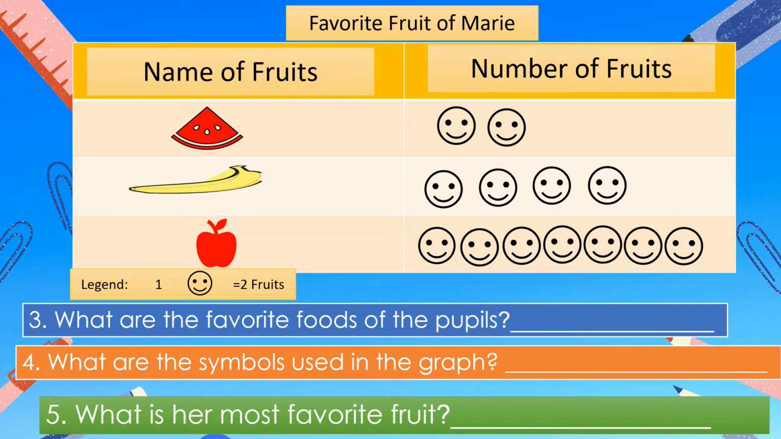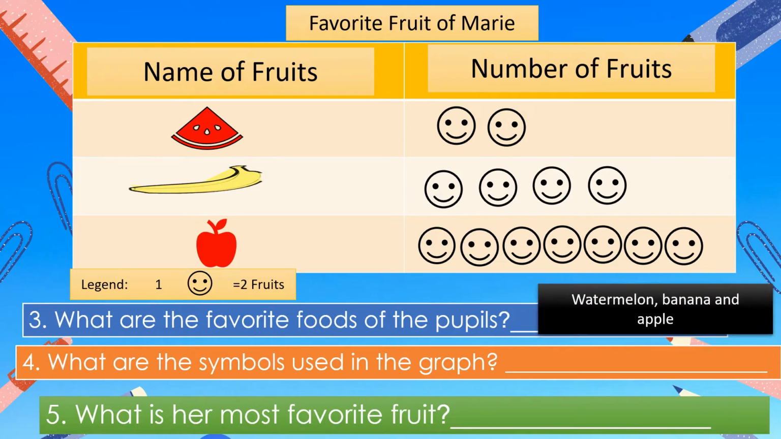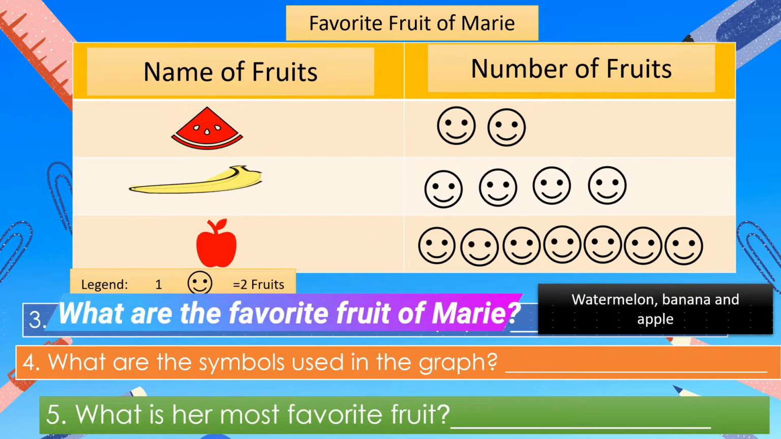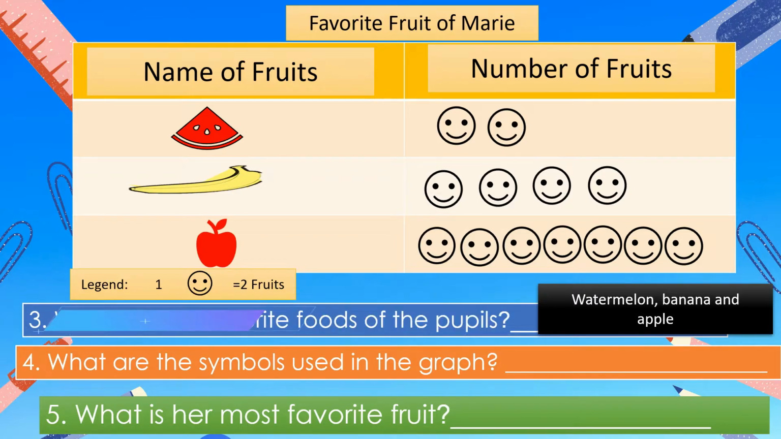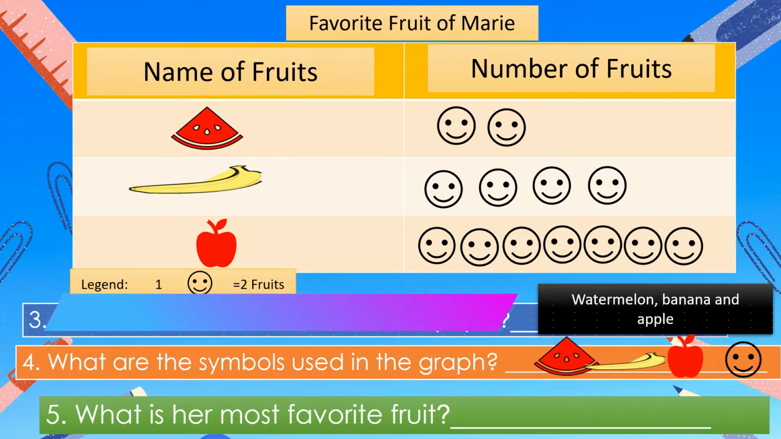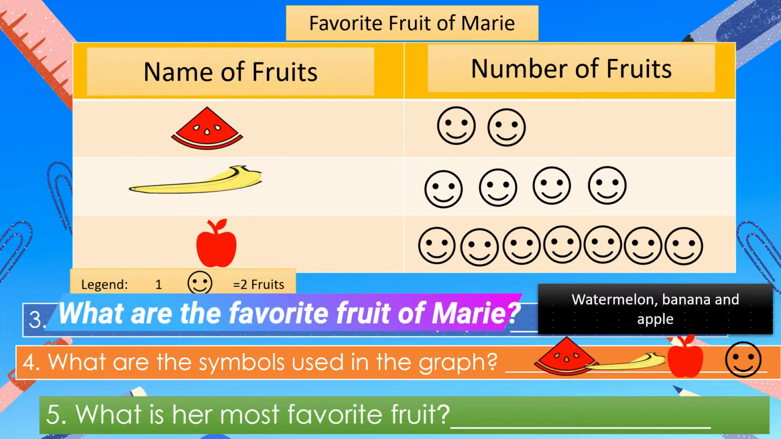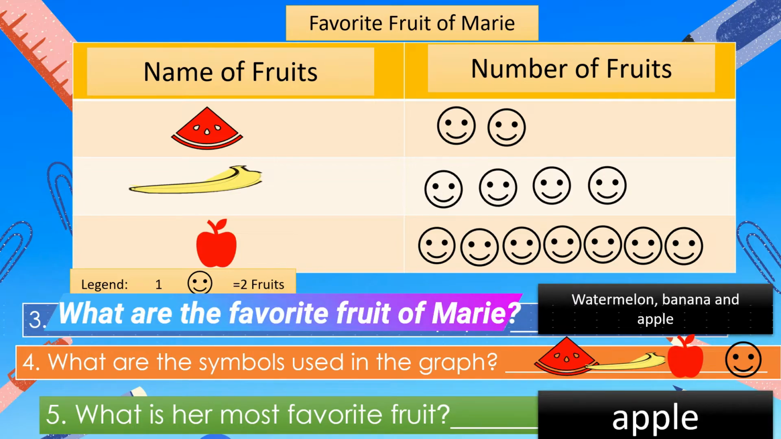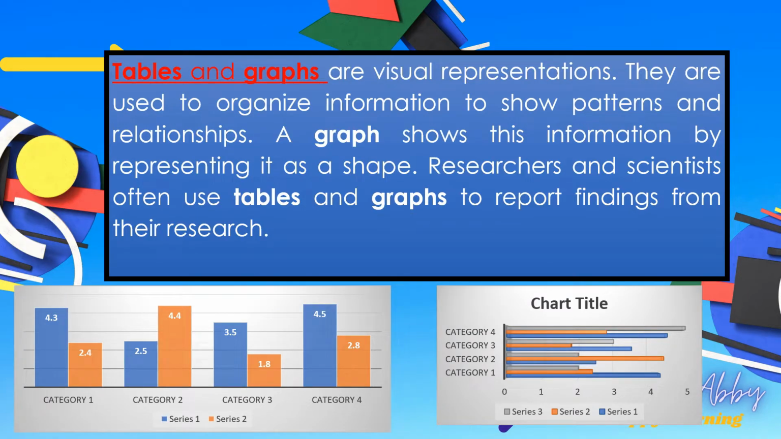How about, what are the favorite fruits of Marie? The answers are watermelon, banana, and apple. What are the symbols used in the representation? We have the watermelon picture, the banana picture, the apple picture, and of course the smiley. What is her most favorite fruit? It's the apple. Now, let's continue.